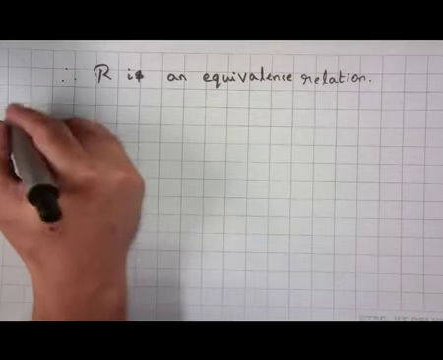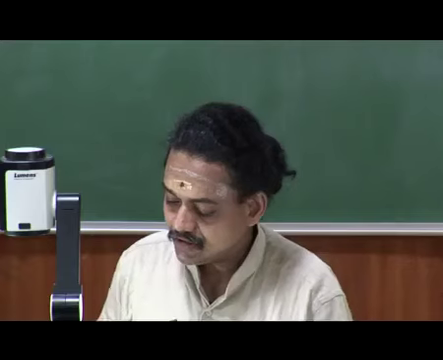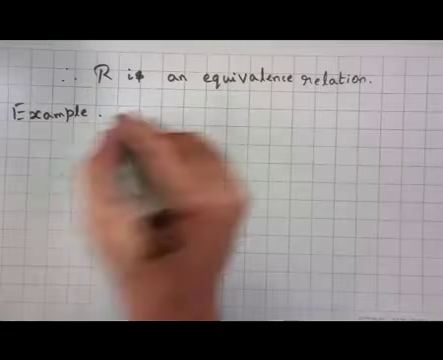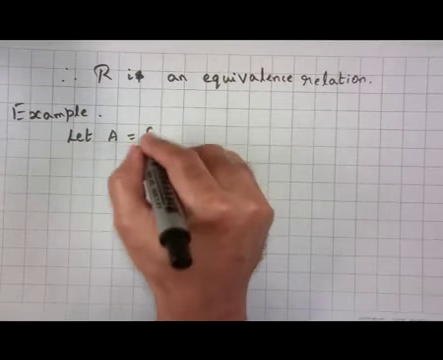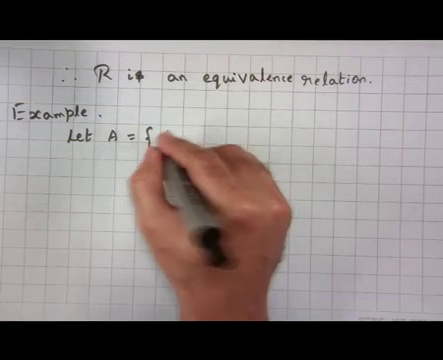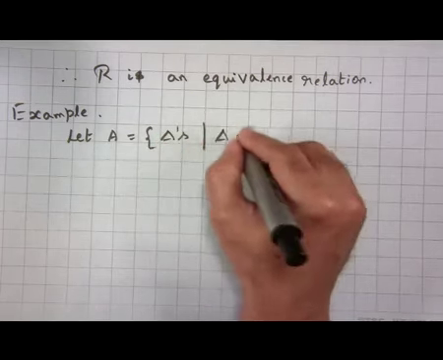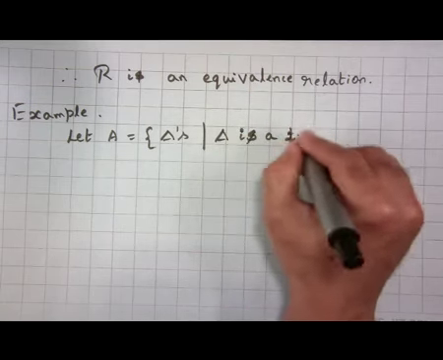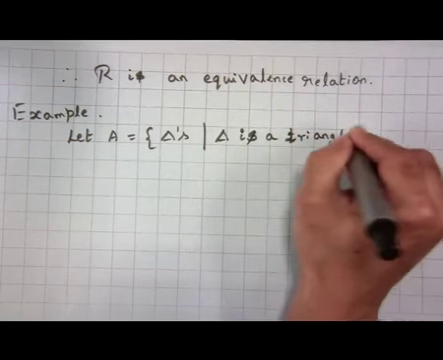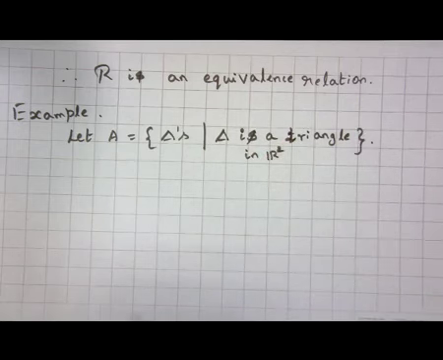And now, let us do one more example. This example is related to geometry. Let A be the collection of all those deltas, with the condition that delta is a triangle in R 2, or a two dimensional triangle. What you have is a triangle in R 2.